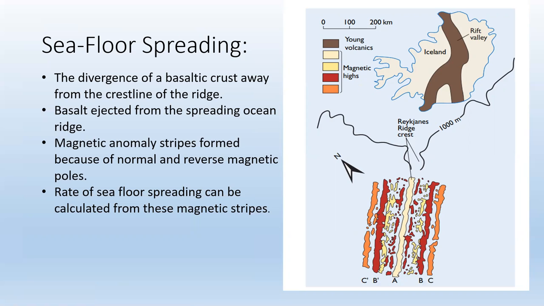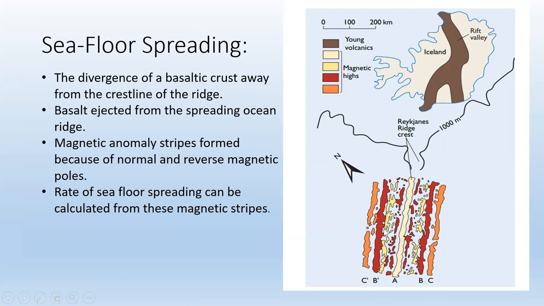Here in this diagram, you can see this is a ridge crest, and these are B, B dash, C, C dash. These are the different magnetic stripes. Look, C and C dash were once formed together. They were once in the position of A. Now they are apart from each other, and they are recording their paleo pole position and everything. So this is the form of the normal and reverse magnetic poles.